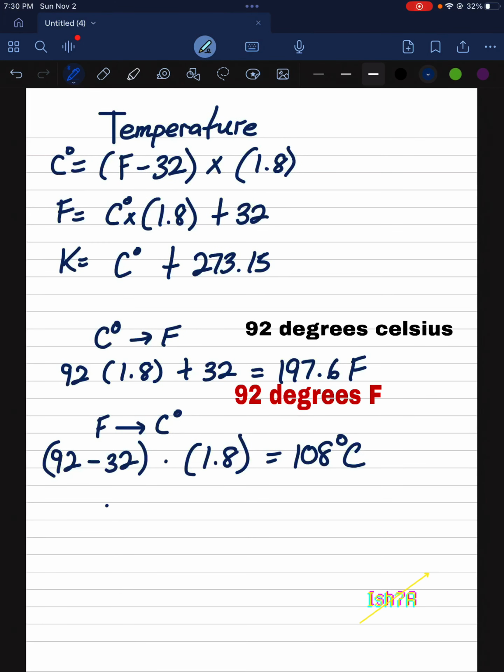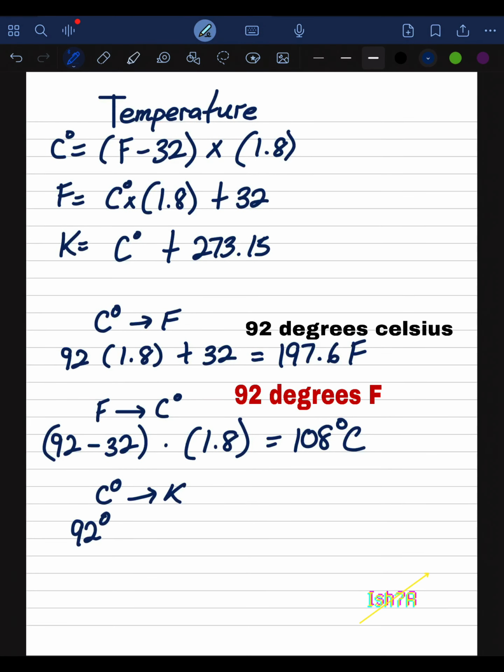Let's convert Celsius degrees to Kelvin. 92 degrees Celsius. All we have to do is add 273.15, and that's going to give us 365.15 kelvins.